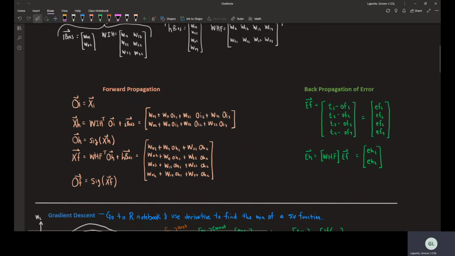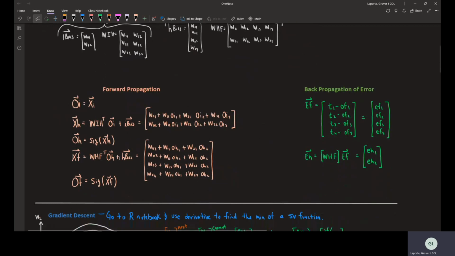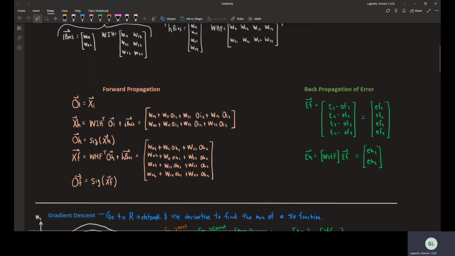is just to take the transpose of your WHF matrix, multiply that by the output of your hidden layer, these 2 numbers here, and then add your H bias, which is this piece here, and then we'd add those numbers up. Go back to the individual W01 plus, I mean, you're multiplying the weights times the numbers that are going into it, and adding all those things up, and you would get that vector. And that's your forward propagation.